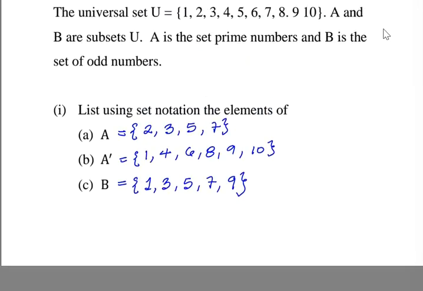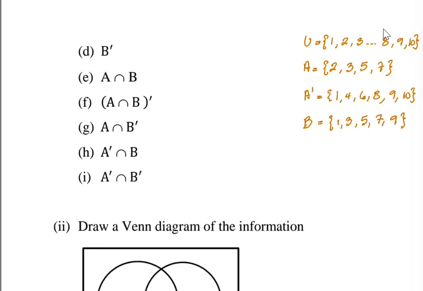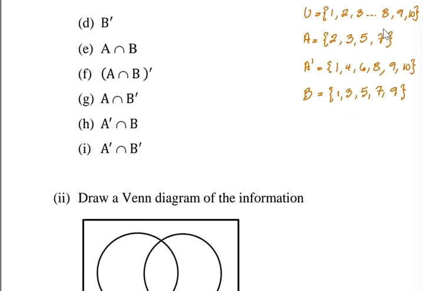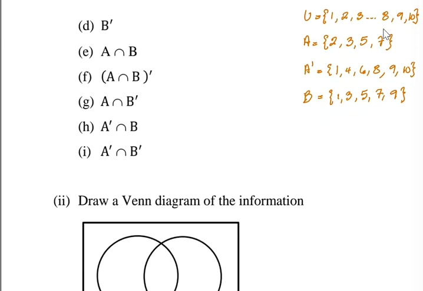All right, going down. Next, we need to list the set of elements in B complement. By definition, B complement is the set of all elements in the universal set which are not the elements of B.